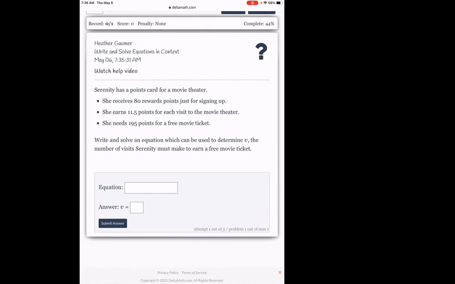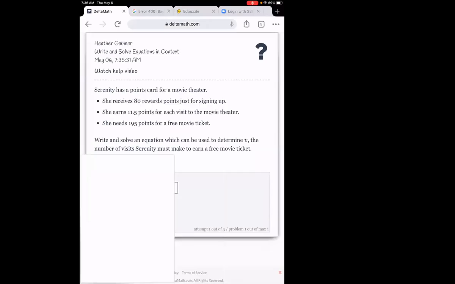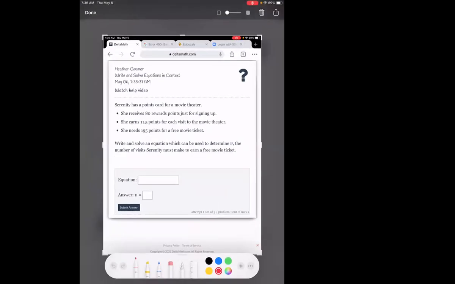Okay, so when we look at this problem, Serenity has points on a card for a movie theater. She gets 80 points just for showing up. She gets 11.5 for each visit. And she needs 195 for a free ticket. So as I'm doing this and trying to think like the other problems that we've done before, the picture that I have in my head, okay, I'm going to make a block up here, is the fact that she's got 80 points from the get-go and she gets 11.5.